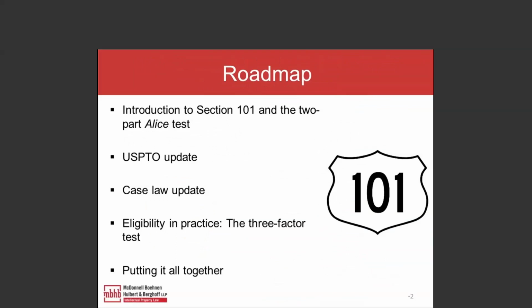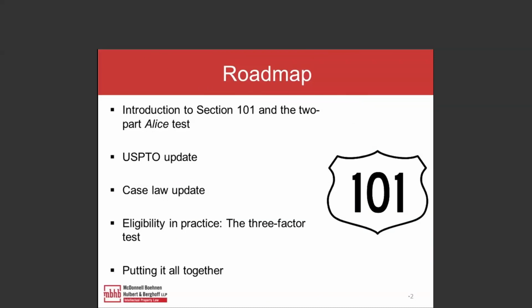All right, so let's go ahead and get started and take a look at the roadmap for today. We're going to start off with a brief introduction to Section 101 and the two-part Alice test, just to get everyone up to speed on where we're going here. Then we're going to talk about what happened in the USPTO during 2020 with respect to Section 101, then move on to a similar update for the case law.